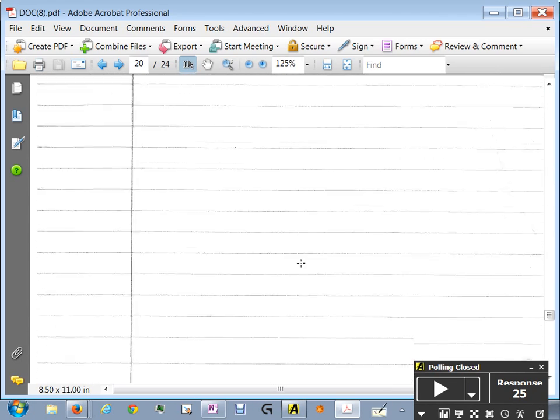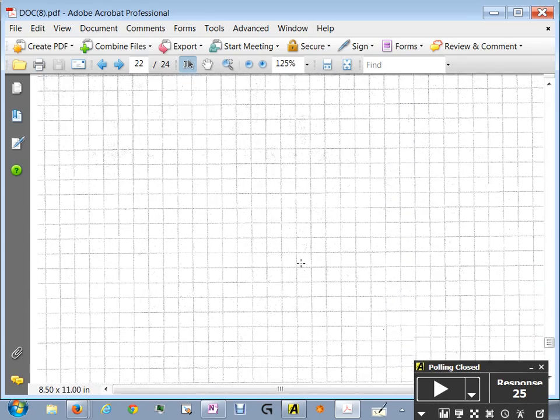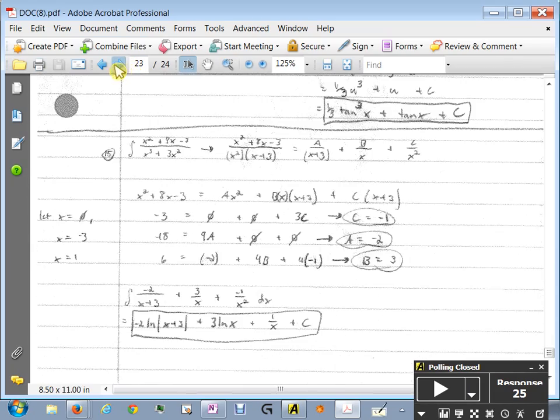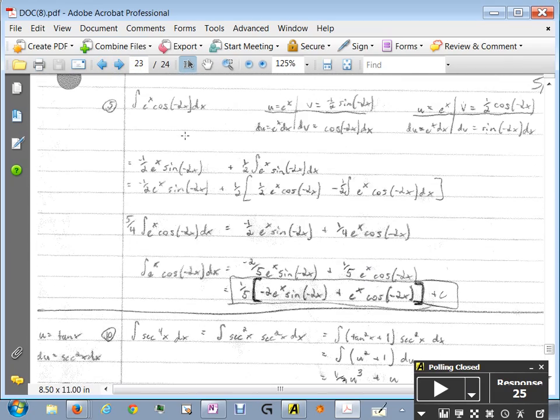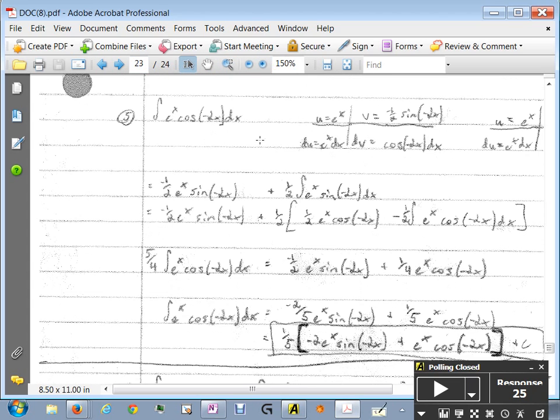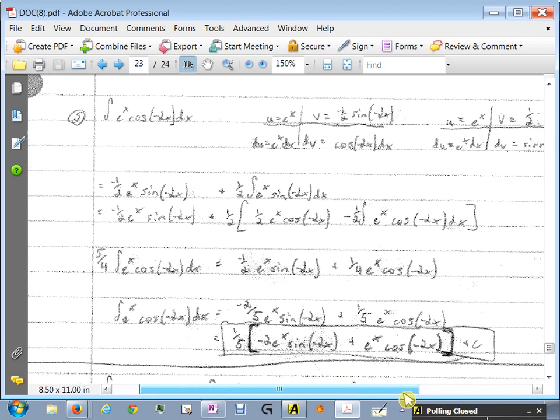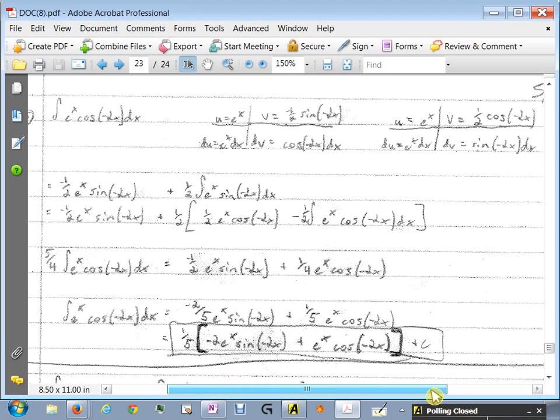5. Where's 5? Wait, oh, it's right here, right? Mm-hmm. Is this your first one right here? Okay. Integration by parts.